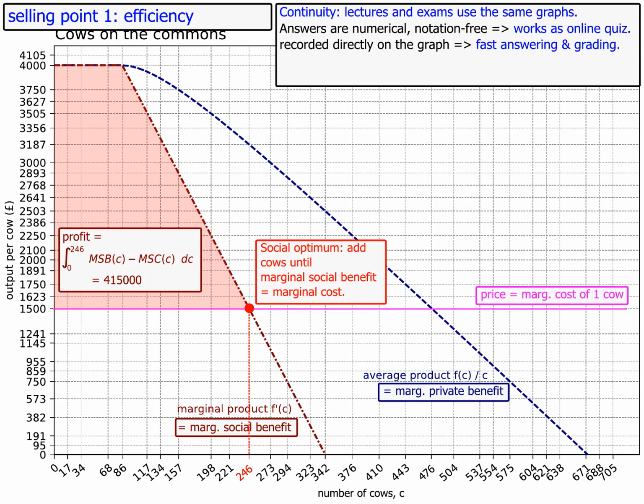Profit is 415,000. This works very well for online quizzes. Alternatively, students can record their answers directly on the graph, making their answers compact and making grading more efficient.